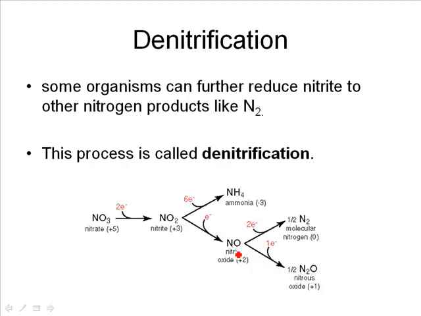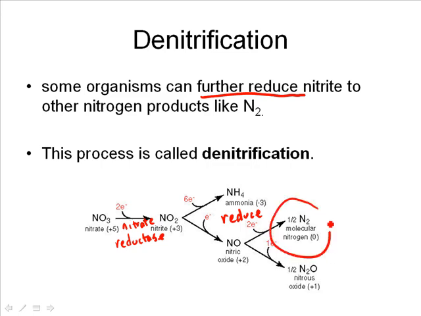Now, some organisms can take this further. Some organisms can further reduce nitrite. So here in the first reaction, here's our enzyme nitrate reductase. 2 electrons are transferred to nitrate in order to form nitrite. Some organisms can take nitrite and further reduce it all the way to molecular nitrogen, N2. And it's this process from here to here that we call denitrification.